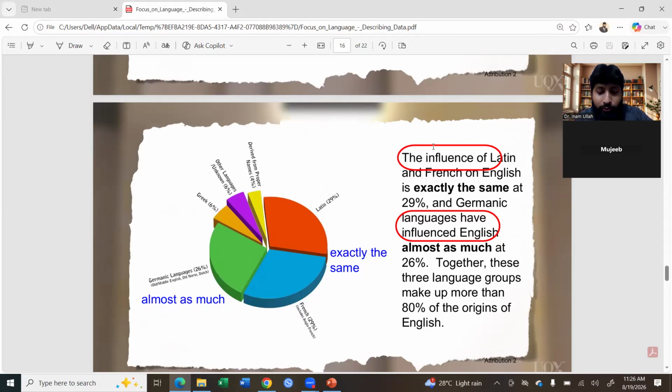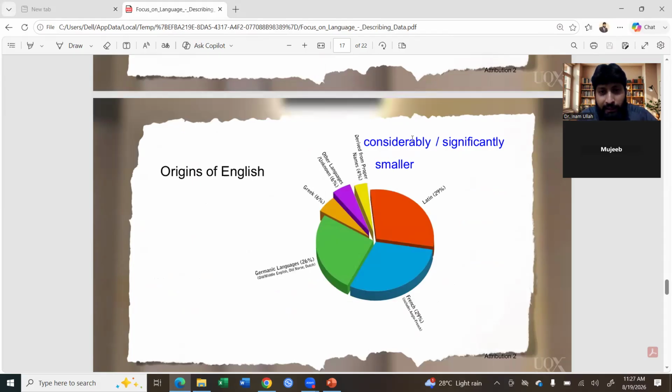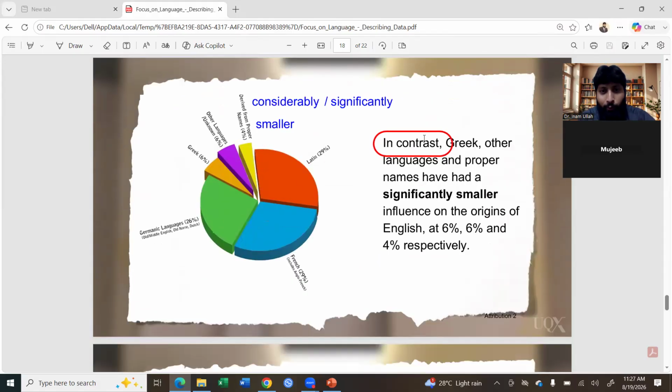I've already shared the list with you. You can check it there as well. Clear? Okay. Now look at these words: "considerably" and "significantly" smaller. The contribution of words derived from proper names, other languages, and Greek, compared to the other three, is considerably or significantly smaller in the English language. Now, can you see here? The word "in contrast" is used. This is what you call a cohesive device.